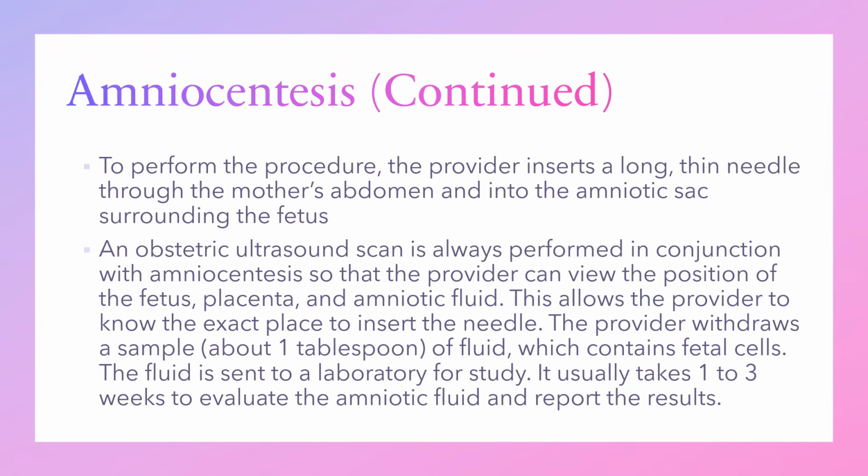To perform the procedure, the provider inserts a long, thin needle through the mom's abdomen and into the amniotic sac surrounding the fetus. An obstetric ultrasound scan is always performed in conjunction so the provider can view the position of the fetus, placenta, and amniotic fluid. This allows the provider to know the exact place to insert the needle. The provider withdraws a sample, about 1 tablespoon of fluid, which contains fetal cells. This is then sent to a lab for study, and it usually takes 1 to 3 weeks to evaluate the amniotic fluid and report the results.